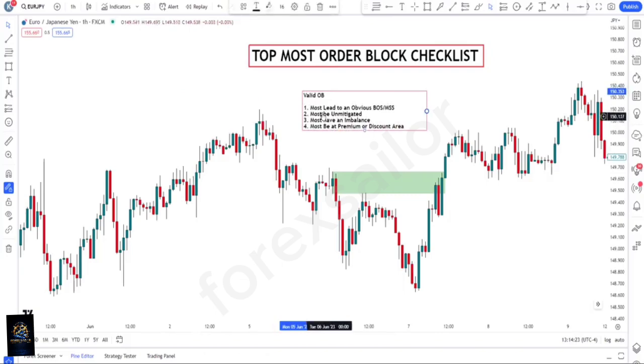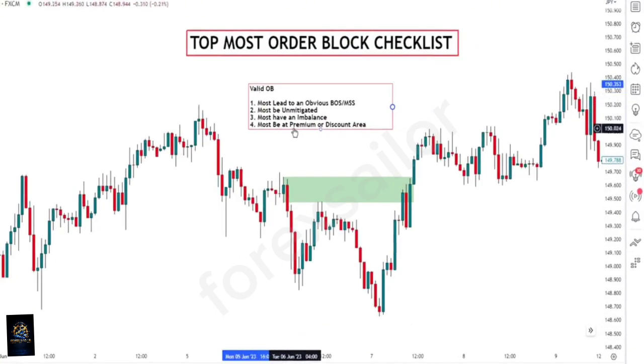Right here, the number one thing is that it must lead to an obvious break of structure or a market structure shift. So your order block must be able to lead to a break of structure or a market structure shift, and that break of structure or market structure shift must be very obvious. You must not be struggling to know whether this is an obvious break of structure or a market structure shift. So let's check and see.